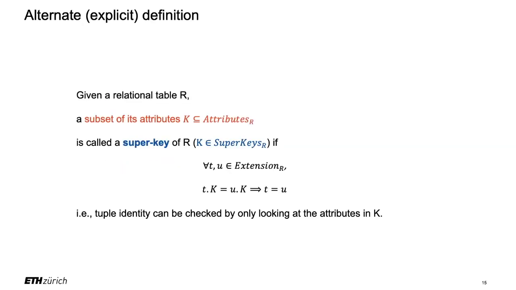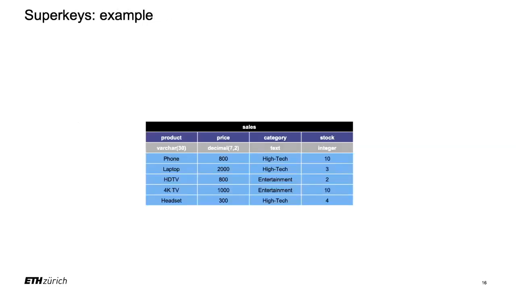So in other terms, if you want to fully check tuple identity, you need to check what tuple exactly you have. It's enough to give me the values in the super key. That's enough. Then I know what tuple it is. I don't need the other values, okay?